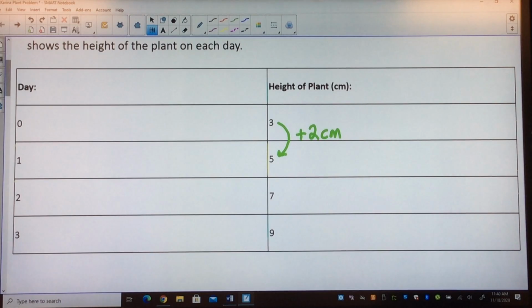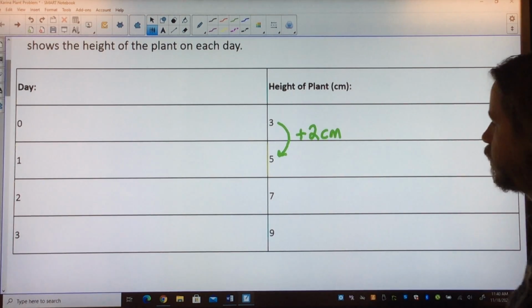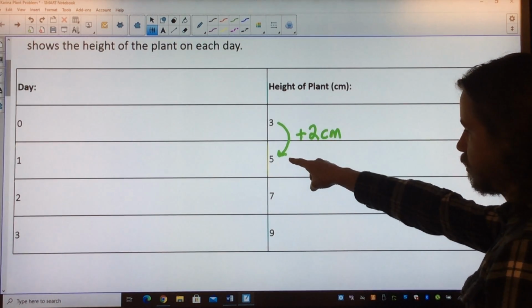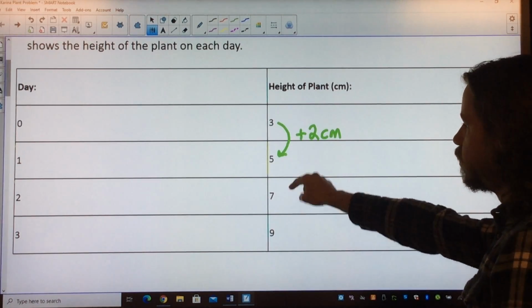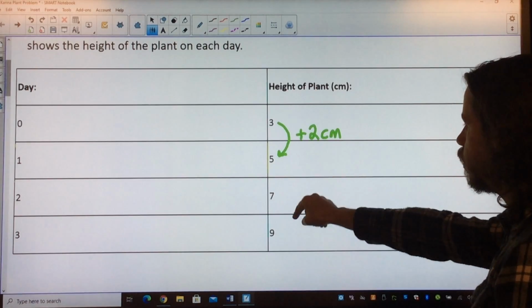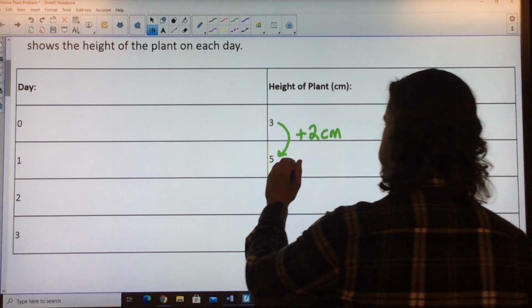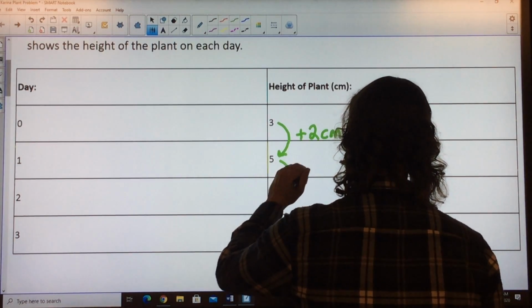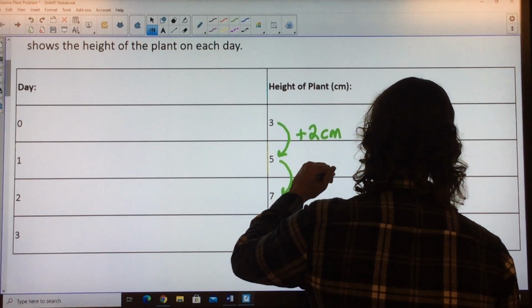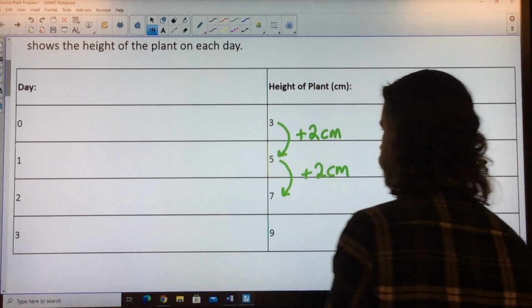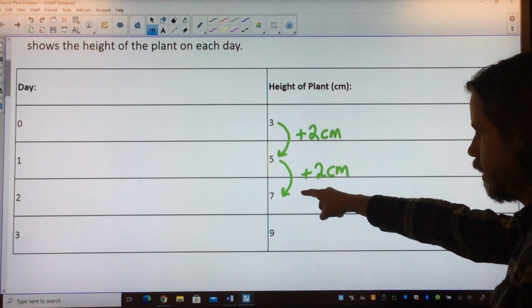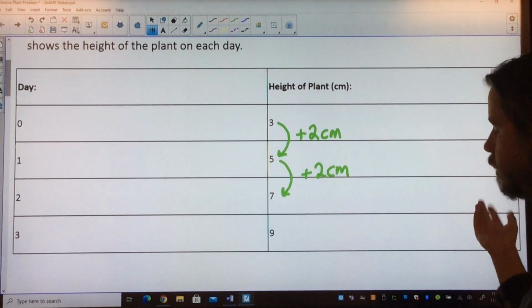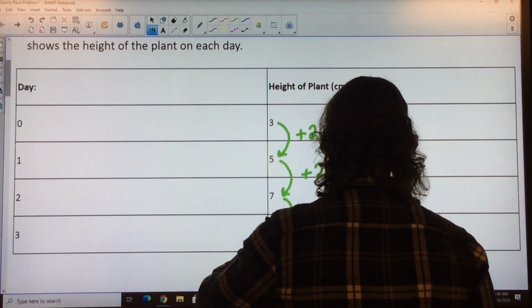All right, so let's see what the change is from day 1 to day 2. On day 1, it's at a height of 5 centimeters. And when she comes back to measure on day 2, it's already a height of 7 centimeters. So again, from day 1 to 2, it also grew by 2 centimeters. If we look from day 2 to day 3, it was at a height of 7, and on day 3, it's at a height of 9. Again, it grew 2 centimeters.